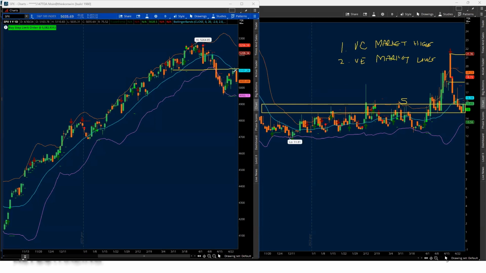So once again, notice how like on Monday's candle, we had volatility contraction at a resistance. Okay. And we had VIX basing at support. And then notice how today we have volatility expansion as we rotate lower. And same goes for the VIX as we rotate higher. Okay, so volatility expansion near market lows.